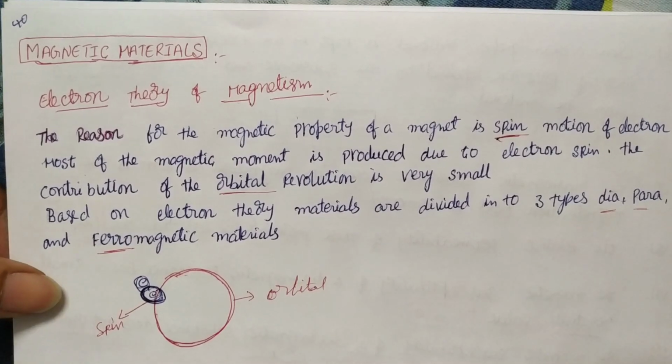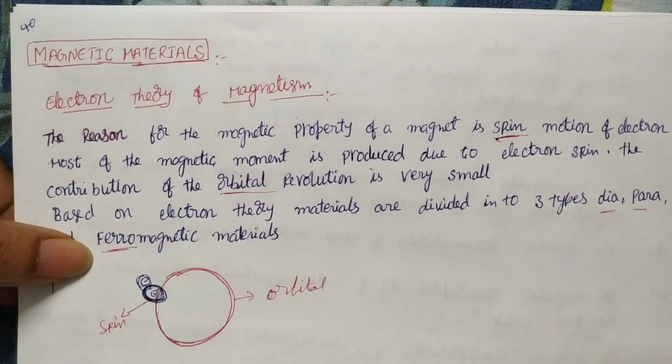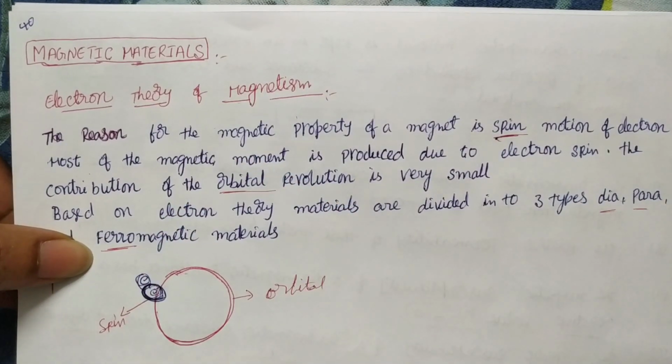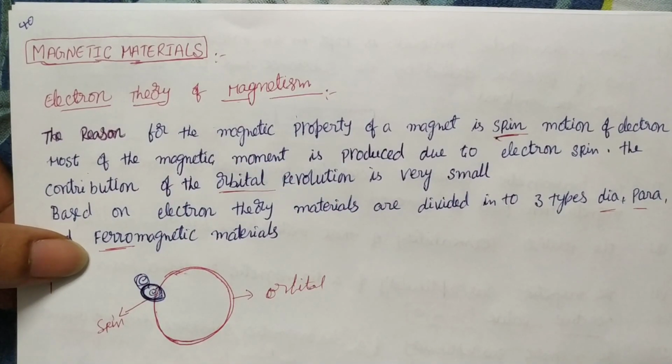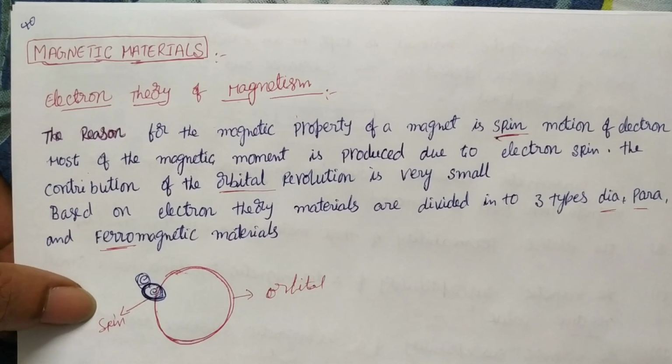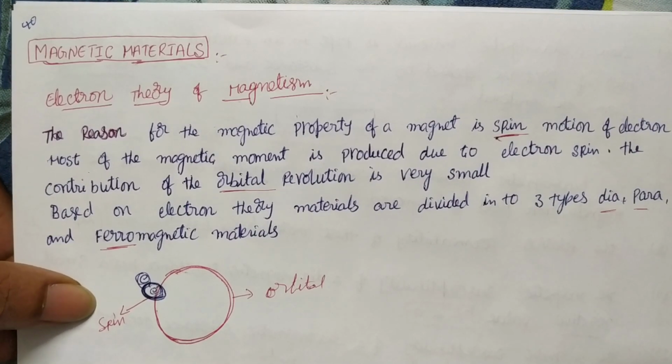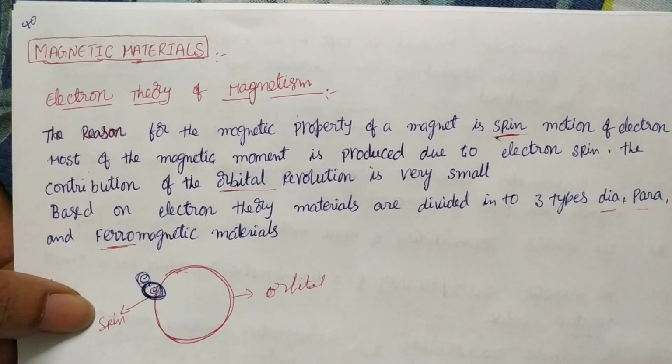Now we'll see about magnetic materials. Based on electron theory, magnetic materials are divided into three types: diamagnetic substance, paramagnetic substance and ferromagnetic substance. What is this electron theory?